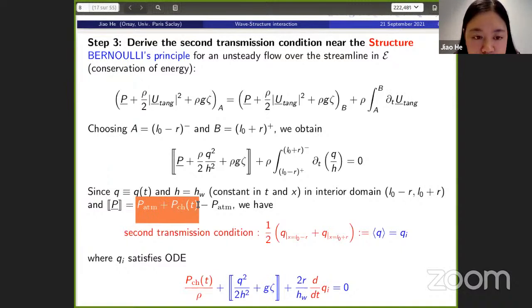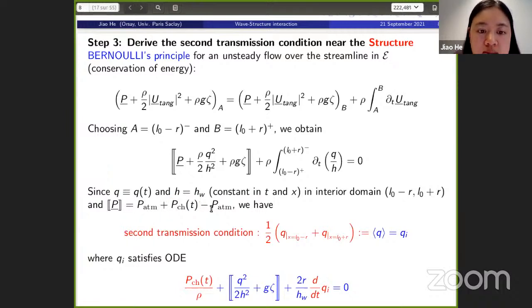In the chamber, we suppose that the pressure is equal to atmosphere pressure plus a function of time, and minus the volume of the pressure in the left hand side, which is the atmosphere pressure. And so this term reduces to this blue term. If we divide by rho, the density, the first term p bar becomes the first red term, and if we calculate directly the integral, we get the third term.